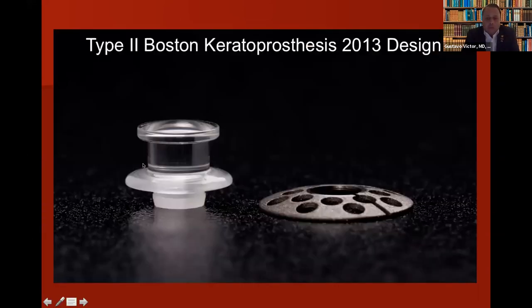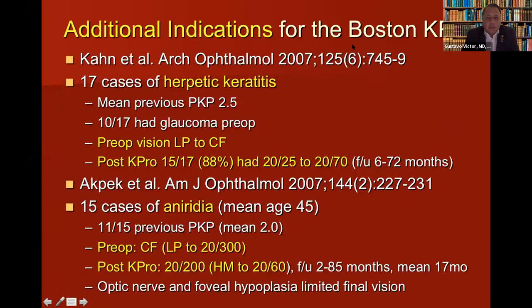And then this is the K-Pro 2 design. So it's a little higher here. And then these are some indications, and other indications. You can see this 2007 paper on keratitis. The results are very good. All the very large patient samples have very good improved vision and very good follow-up.